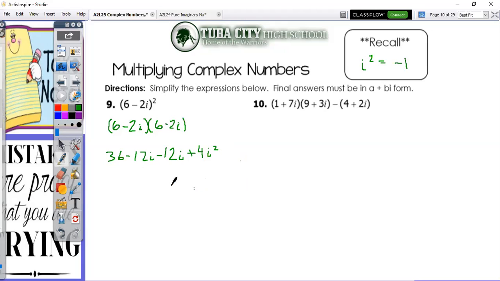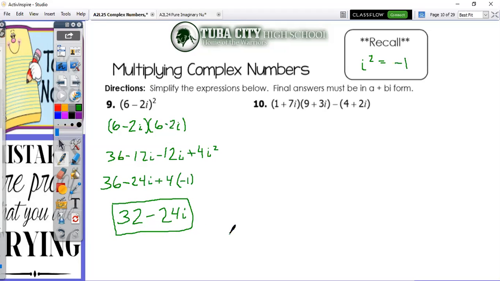All right, let's start combining our terms now that we have no more multiplication. 36 minus 24i plus 4 times i squared, which i squared is negative 1. And that basically means we're going to minus 4. So 36 minus 4 is 32, minus 24i. There we go. We combined all of our like terms. Not much else to look out for. Okay, looks fine to me. Moving on to the next one.